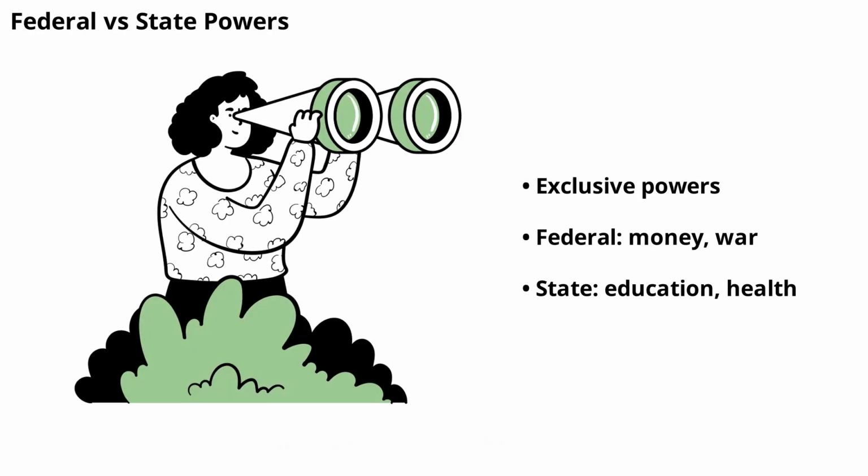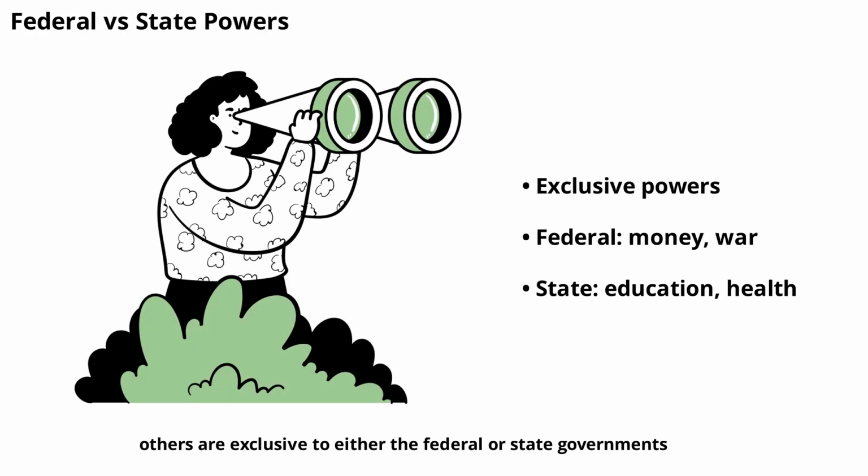While some powers are shared, others are exclusive to either the federal or state governments. The federal government handles things like printing money, declaring war, and regulating interstate commerce. States, on the other hand, manage education, local law enforcement, and public health. This division helps prevent conflicts and ensures that each level focuses on its strengths.